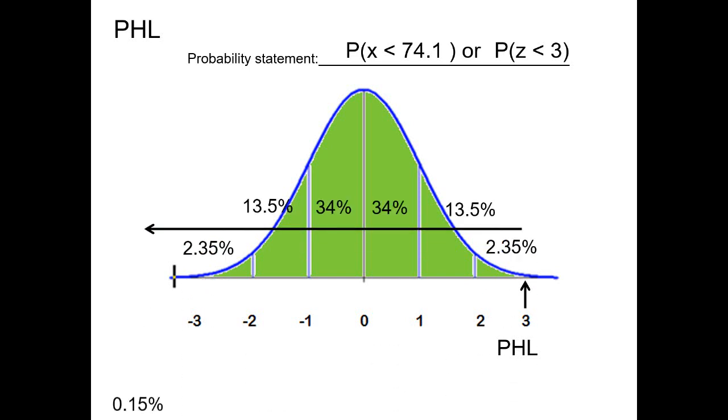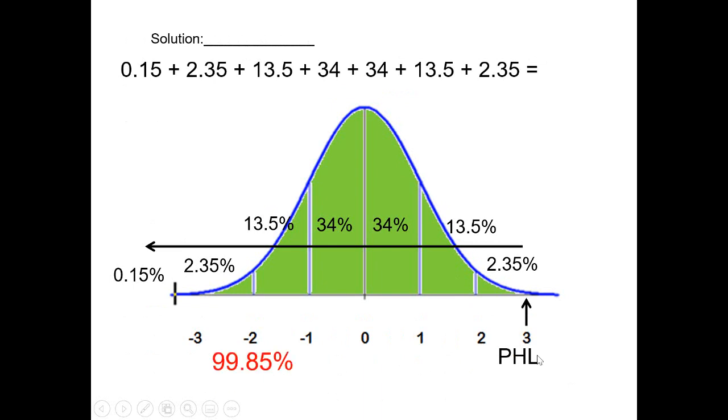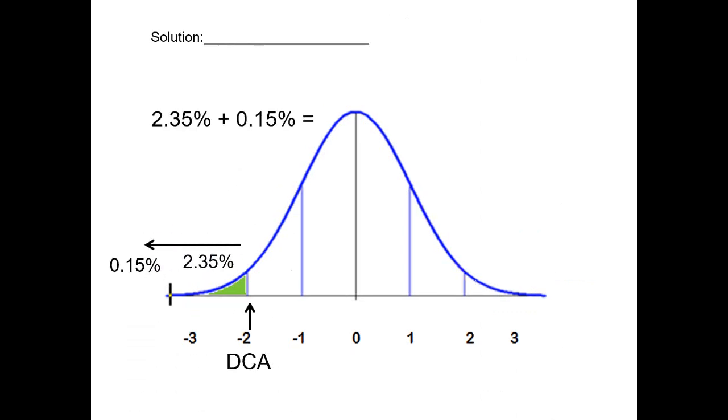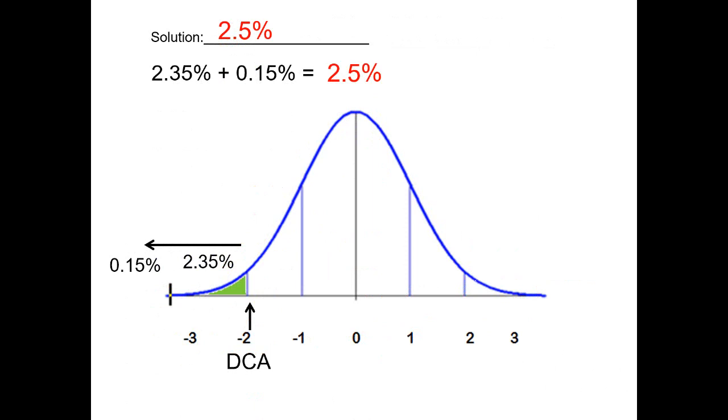So we could add all of these together, or again, try to find some shortcuts using our 50% as a shortcut here. And we find that 99.85% of airports have a shorter delay time than Philadelphia. For DCA, we're 2 standard deviations to the left. We're trying to find the probability that an airport delay time is less than 20.1, or the probability that a z-score is less than -2. We can sum up those two values and see that it's just 2.5%.